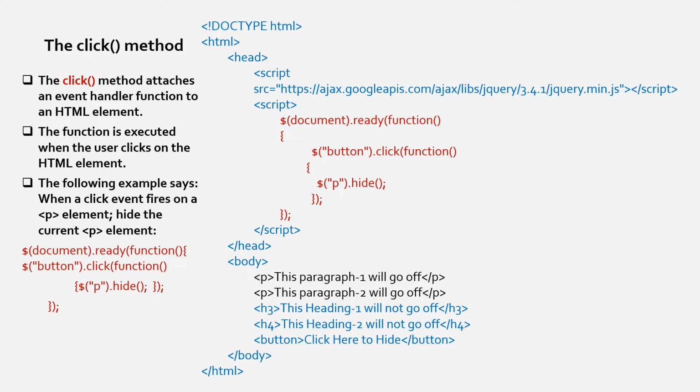Here you have specified the paragraph, that is the p tag, and then the action hide. If you specify it like that, it is applicable for these two p tags, because the others are headings, h3, h4 and all headings. So these two things will go off. This is the function of the click event.